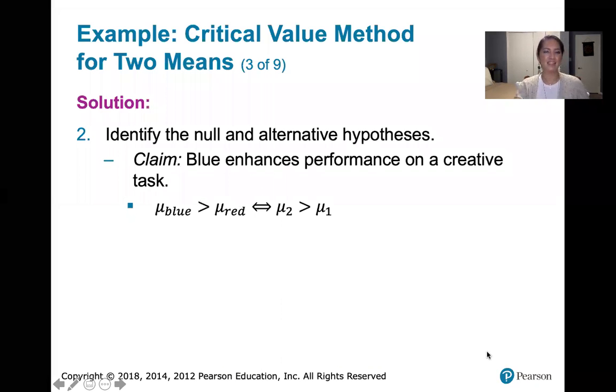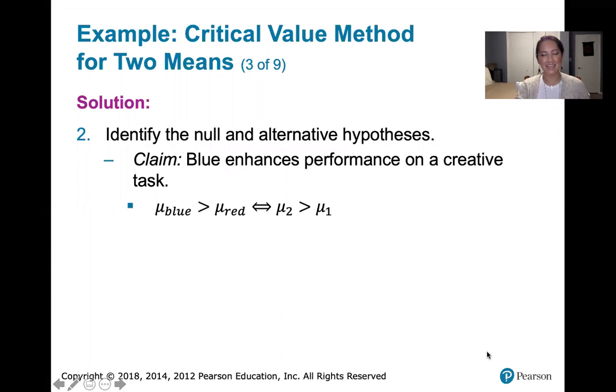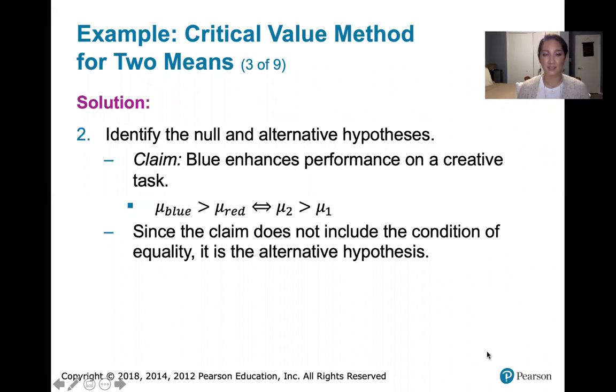So with that in mind, when they say that blue enhances performance on a creative task, and our mean is a measurement of creativity, and they're saying larger values of the mean are associated with more creativity. If they're saying that blue enhances performance on a creative task, what they're saying is the mean for the blue group is greater than the mean for the red group. Now, since the blue group is our second population and the red group is our first population, that's the same as saying that mu sub 2 is greater than mu sub 1. Remember, those are population means.